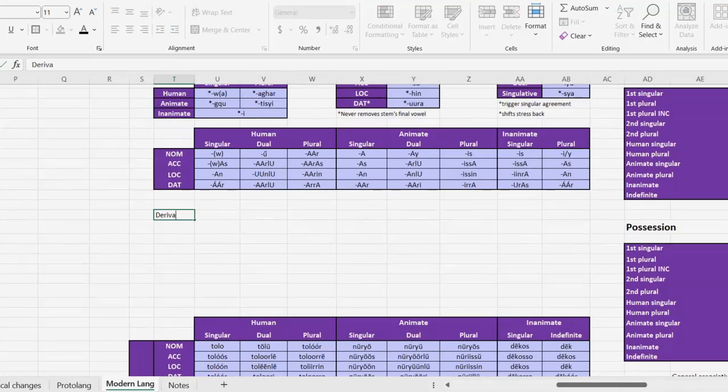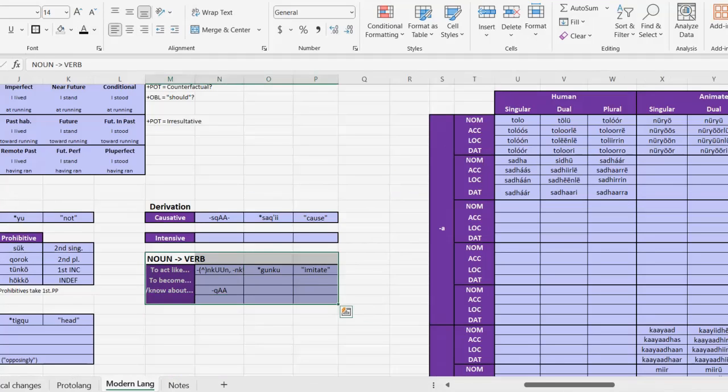Let's actually make a separate area for nominal derivation. Should probably bring these over there as well.